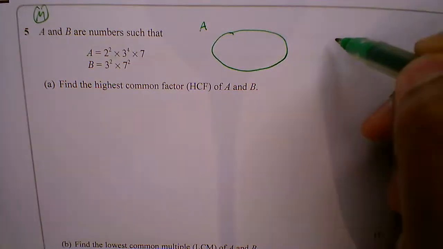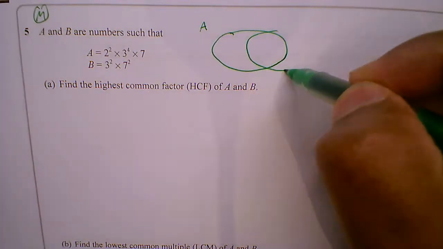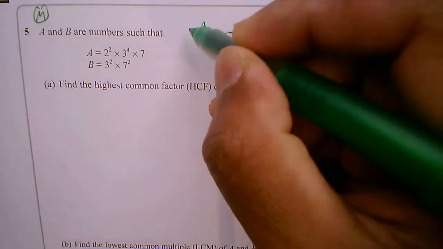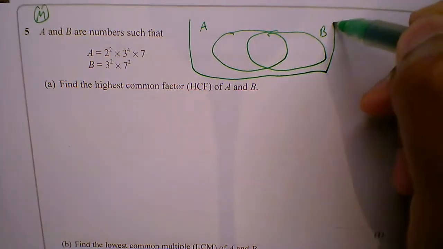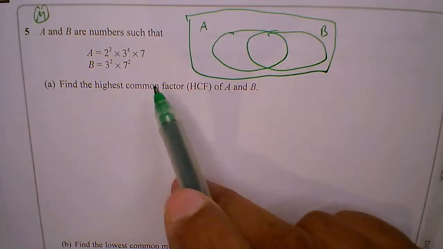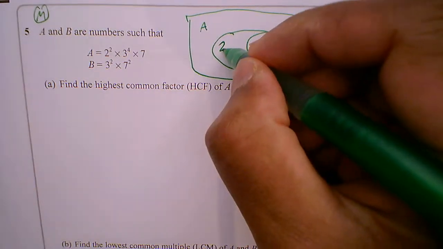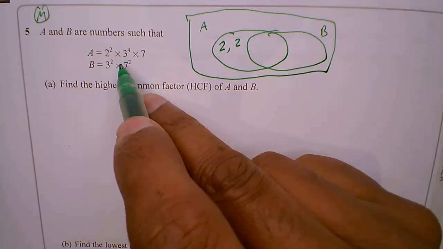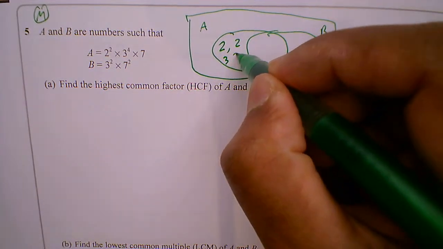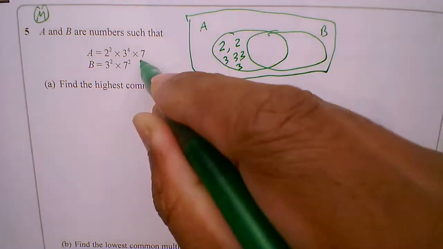Okay, I'm going to have a, and then I'm going to have b, and then the numbers that are not there. So I'm just going to go through this. So a is 2 squared, so I'm going to put 2 and 2, 3, 4 times, 1, 2, 3, 4 times, and 7.